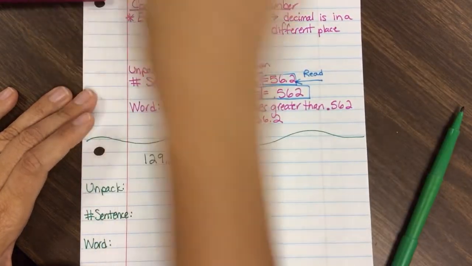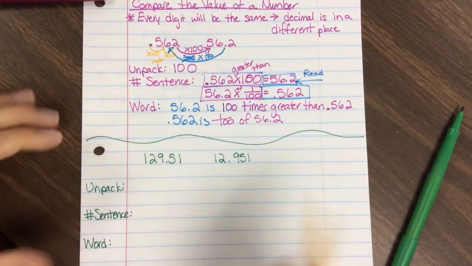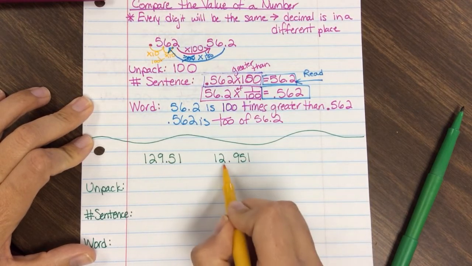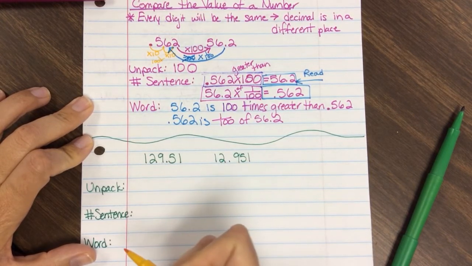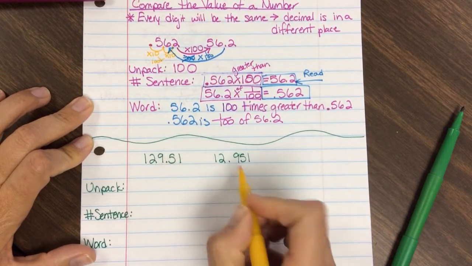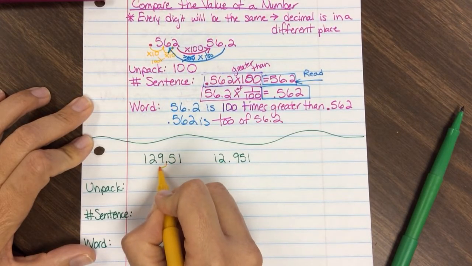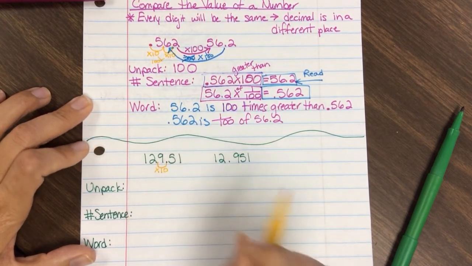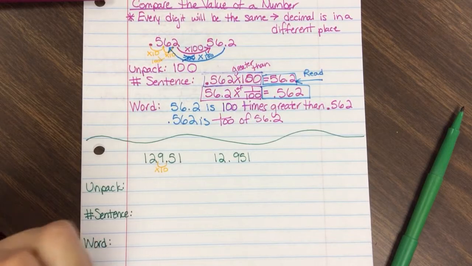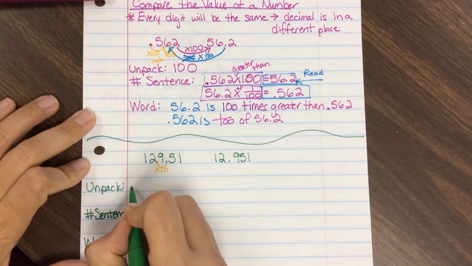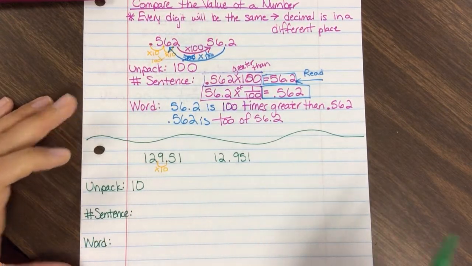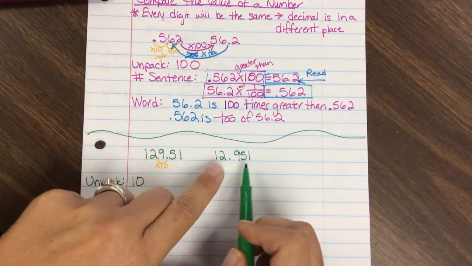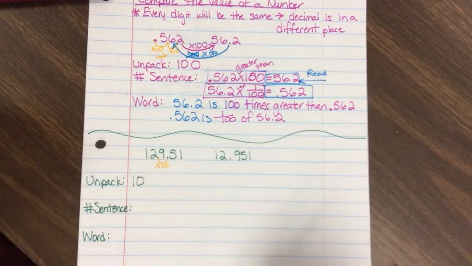So first of all, let's unpack. Right now, my decimal's between the 9 and the 5 here, and it's between the digits 2 and 9 here. If I want this one to look like this one, it has one place value difference, which is a 10 times difference. So that is our unpack number. It's going to be 10 times different. This number is 10 times different than this number, and this number is 10 times different than this number.